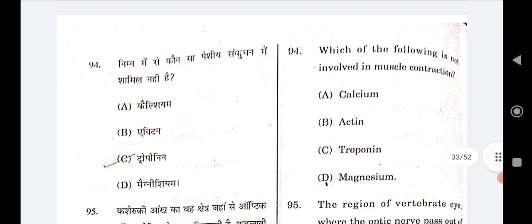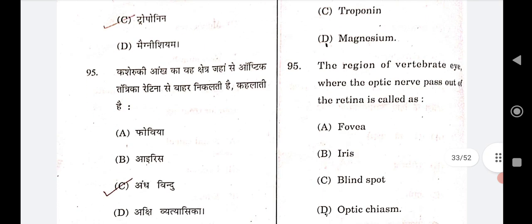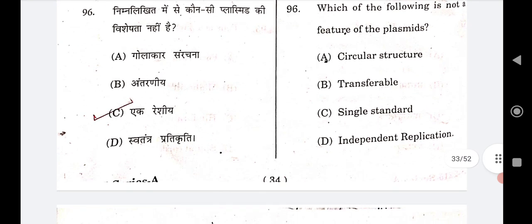Which of the following is not involved in muscle contraction? So troponin, C is the correct option here. Next question, the region of vertebrate eye where the optic nerve passes out of the retina is called blind spot. C is the correct option. Which of the following is not a feature of the plasmids? So single stranded, C is the correct one.